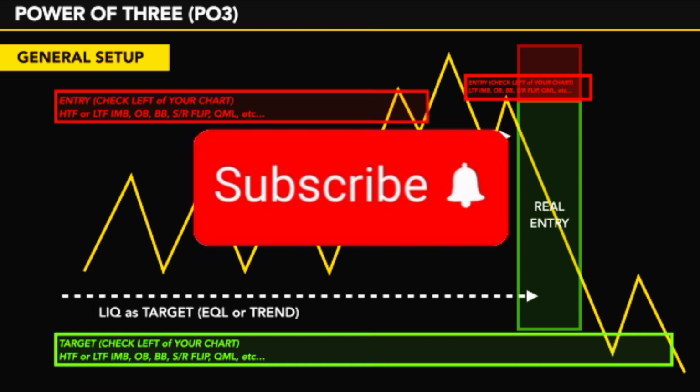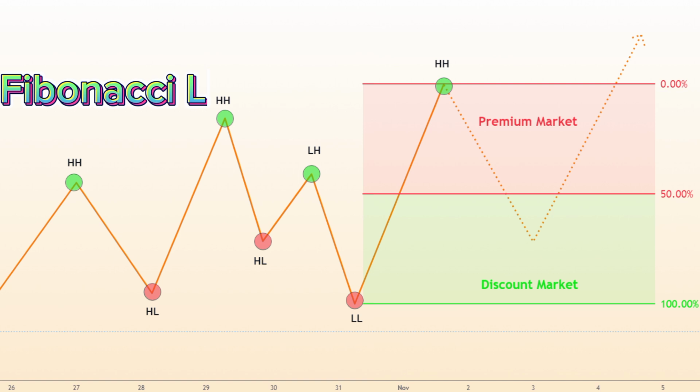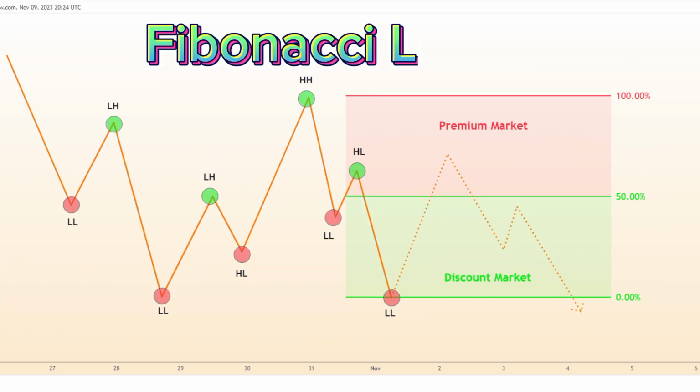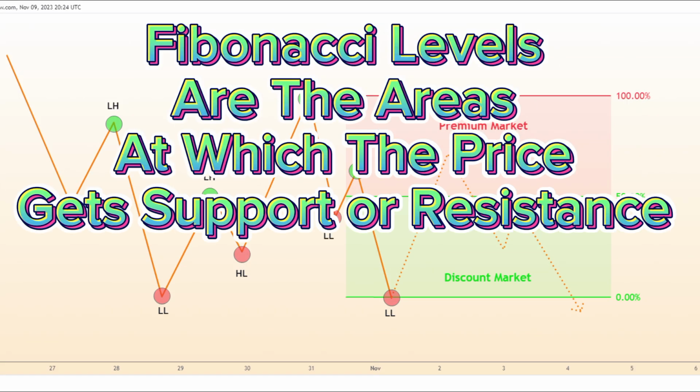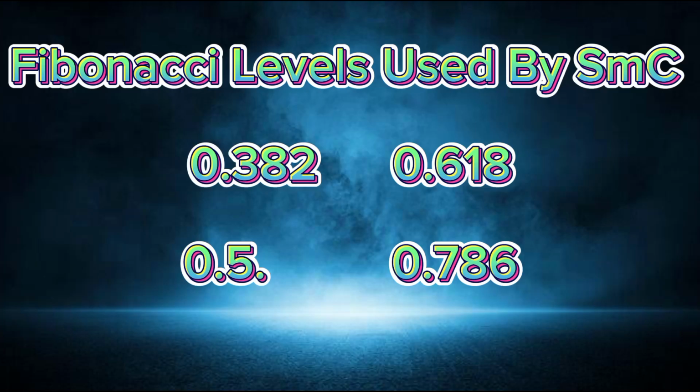So, let's start by understanding Fibonacci levels. Fibonacci levels are key areas where prices find support or resistance in the market. These levels mark the end of corrective moves and the continuation of existing trends. The Fibonacci levels commonly used by smart money are 0.382, 0.5, 0.618, and 0.786. Before anything else, let's all understand the basics of smart money concepts.